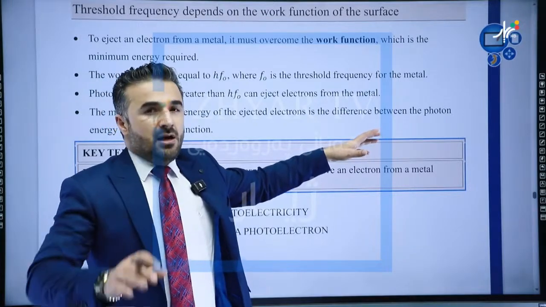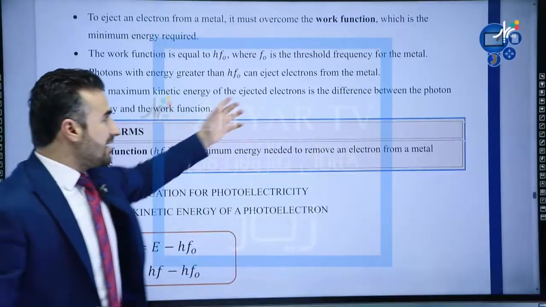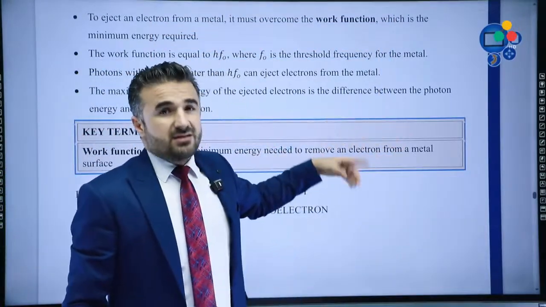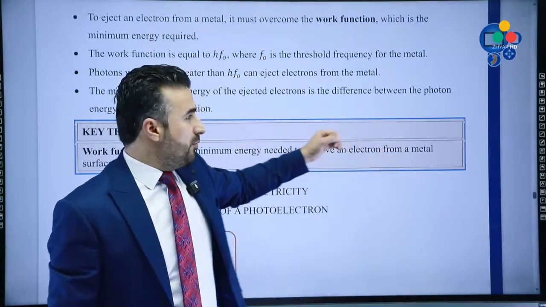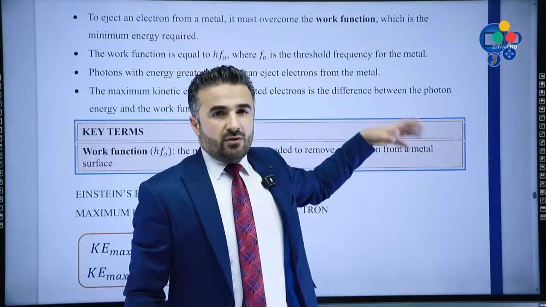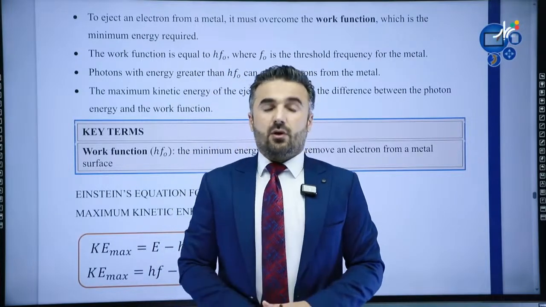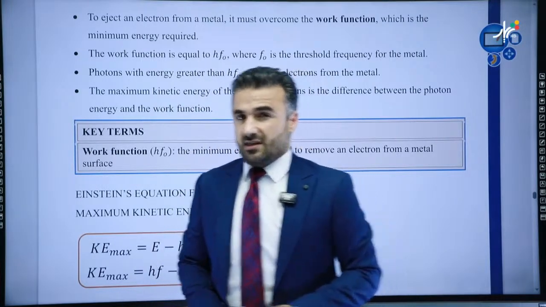What if it is equal to? I'll answer that question in a second. So we'll say the maximum kinetic energy of the ejected electron, remember this, the maximum energy of the ejected electrons will be the difference between what? Between the photon energy that falls on the surface of the metal and, of course, the threshold frequency or the work function. That would be best if we say that one here.